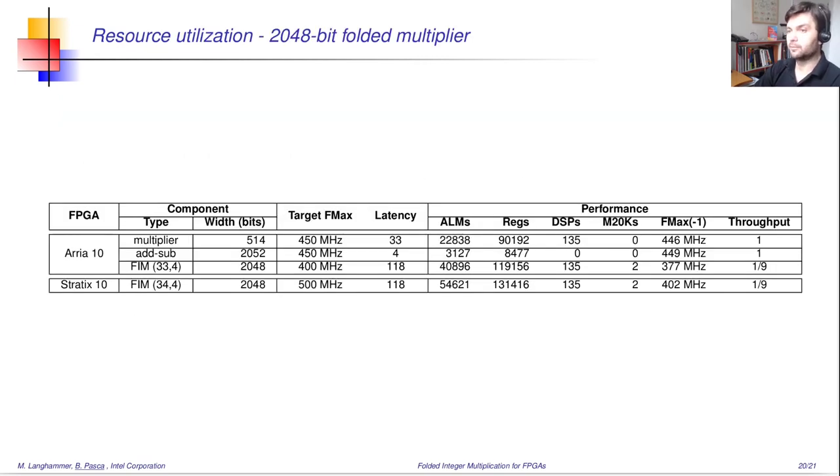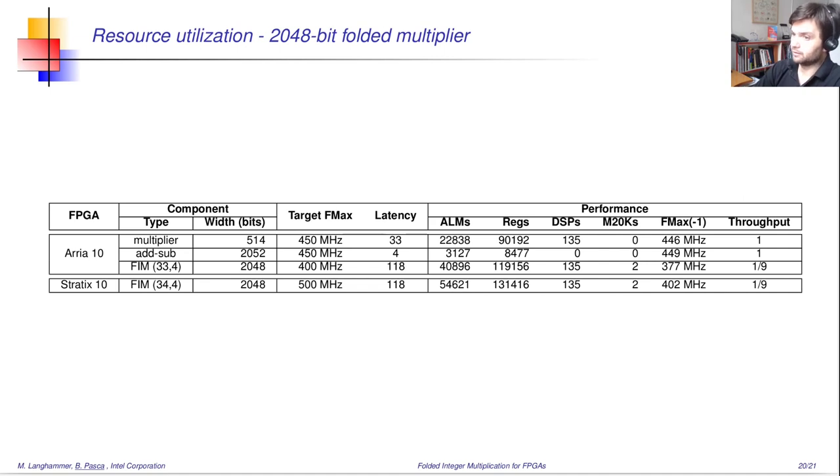Finally, we turn to the performance of our approach, and we show here results for a 2048-bit multiplier on both Arria 10 and Stratix 10. Please note that the paper contains a much more extensive set of results. In terms of performance, we note that for Arria 10, our implementation consumes slightly less than 41,000 ALMs and 135 DSPs, while maintaining a high FMAX and a throughput of 1/9 the full rate throughput.